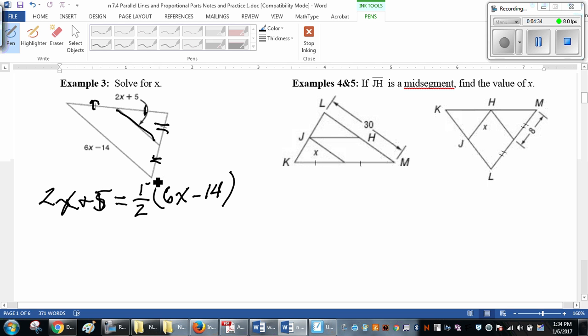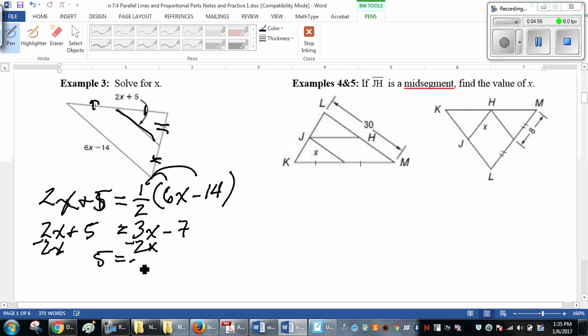Let's distribute that 1/2. 1/2 times 6x is 3x. 1/2 times 14 is 7. And we still have 2x plus 5 over here. Now solve for x. Minus 2x, minus 2x. I get 5 equals x minus 7, plus 7, plus 7. And we are done. We get x equals 12.